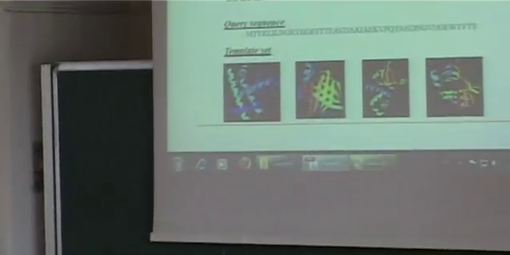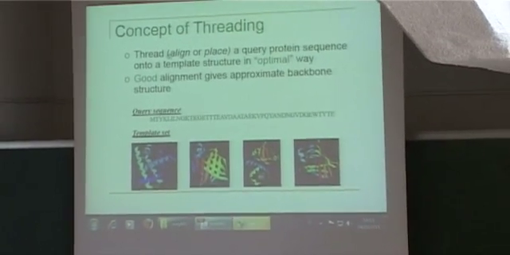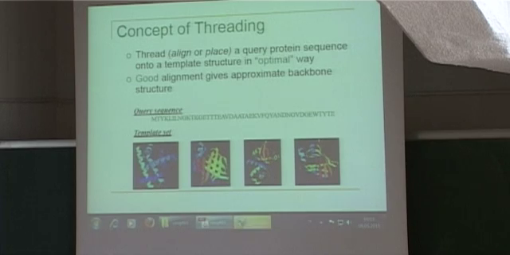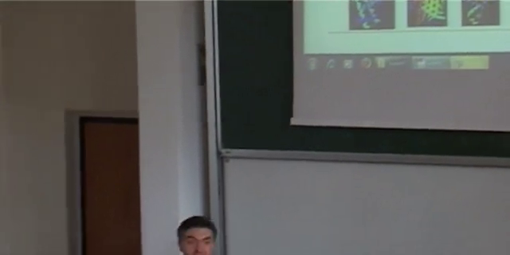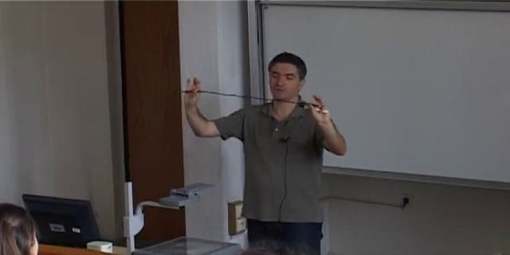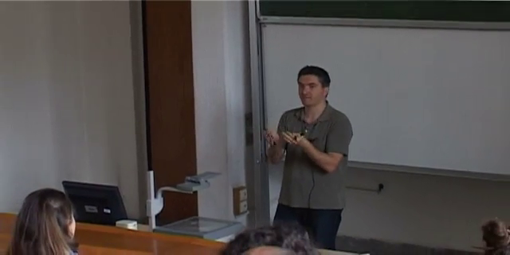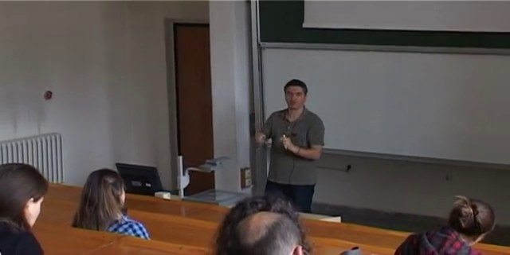Here, again, the concept of threading in summary. We thread. Thread means align or place this sequence onto a template structure in an optimal way. So we need an algorithm. A sequence can be placed on top of a structure in millions of different ways. So we need an algorithm for threading to find the best way to place this sequence on top of this structure. For example, where are the gaps going to be? Similar to sequence alignment, we are going to try to put this sequence onto the structure by having gaps, by matching certain sequences to certain structures.